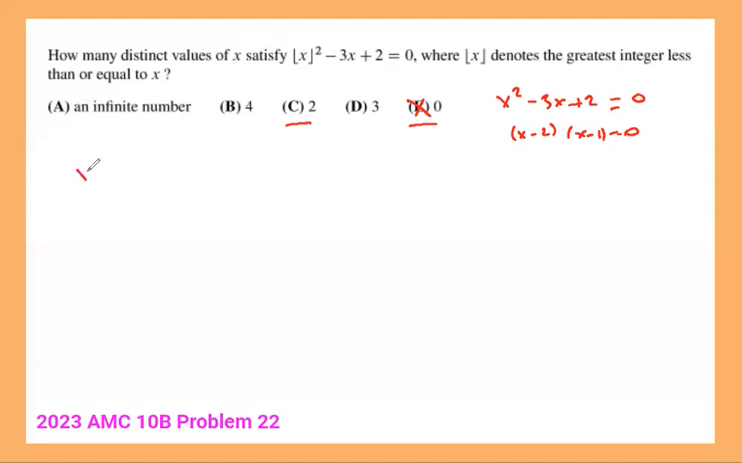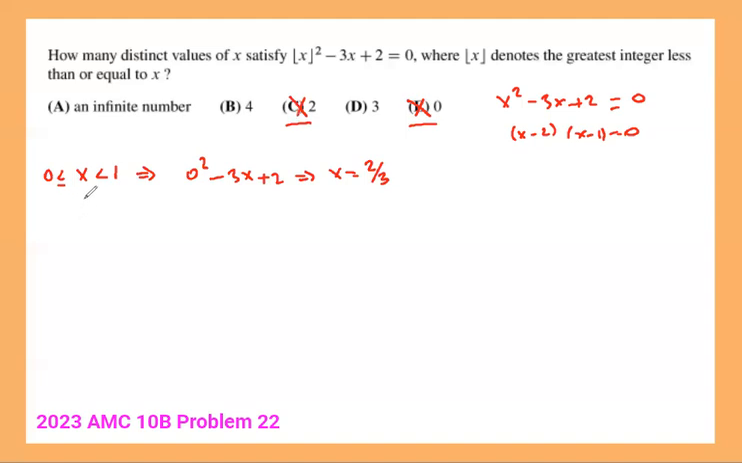If my x is less than 1 but larger than or equal to 0, let's see what we get. If you take the floor of anything between 0 and 1, the floor of that number will be 0, so that should be 0 squared minus 3x plus 2, which will give us 2/3 for another x value. So now we have another choice eliminated.